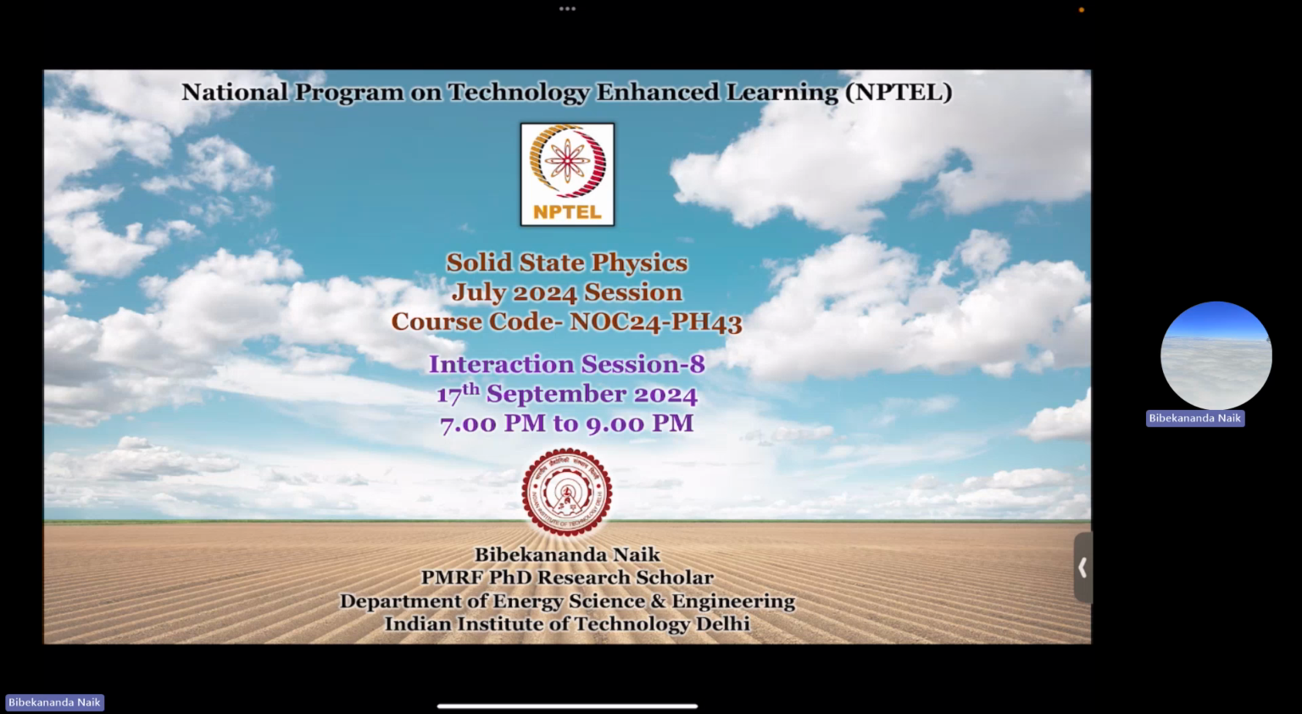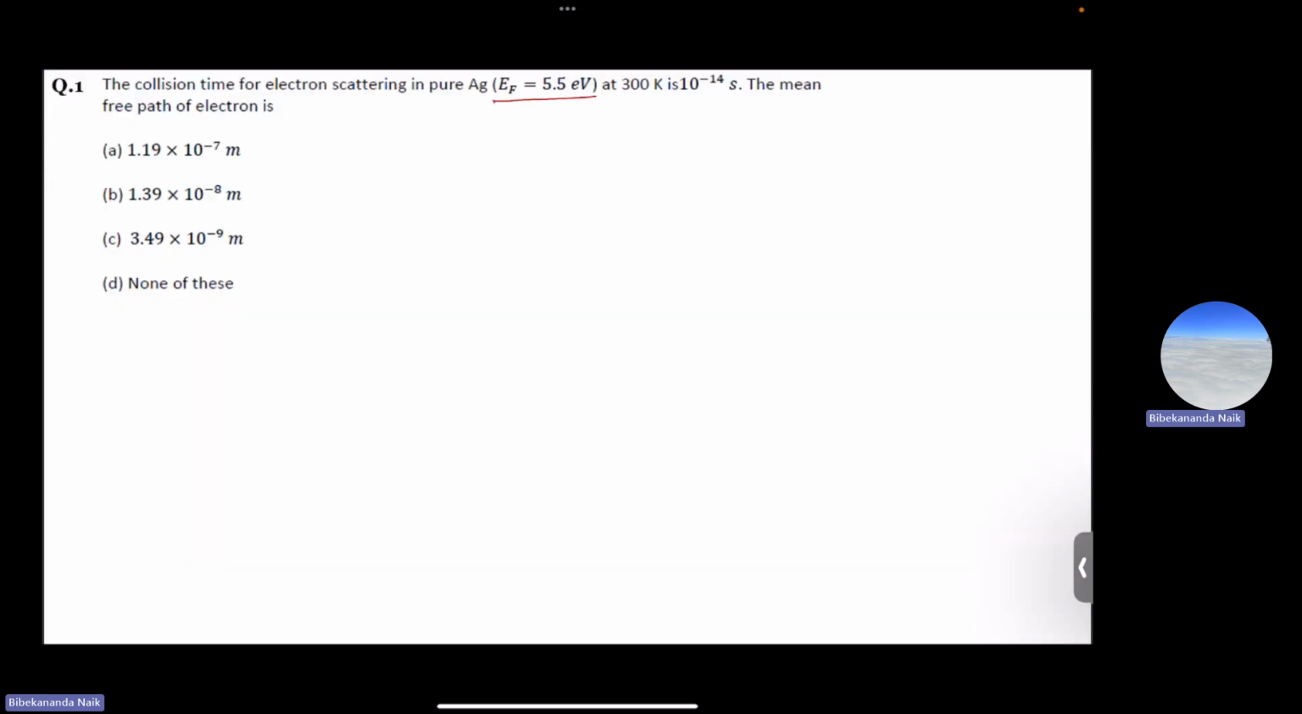The question says the collision time for electron scattering in pure silver, which has a Fermi energy of 5.5 electron volt at 300 Kelvin, is 10 to the power minus 14 second. The mean free path of electron is option A 1.19 into 10 to the power minus 7 meter. Option B 1.39 into 10 to the power minus 8 meter. And option C 3.49 into 10 to the power minus 9 meter. And option D is none of these.